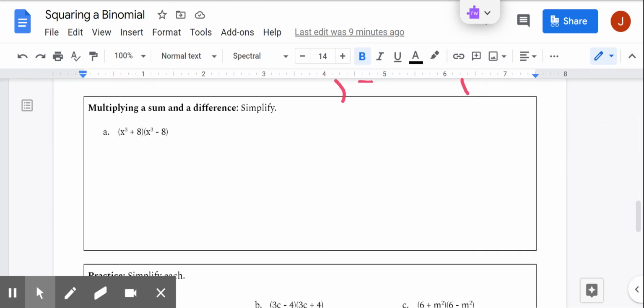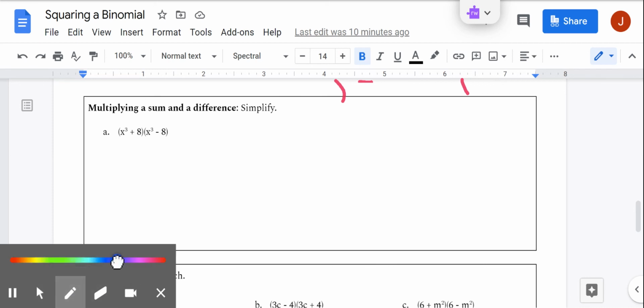The next thing we're going to talk about is a special case, and it's multiplying a sum and a difference. And really, we're not going to treat this any differently. It's just that our answer is going to be ever so slightly different than our previous answers. So here you can see that we have x cubed plus 8 times x cubed minus 8. When we say multiplying a sum and a difference, we mean the same term plus some number and then the same term minus that number.